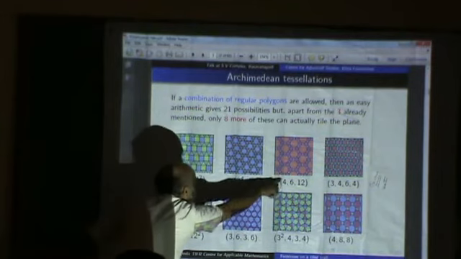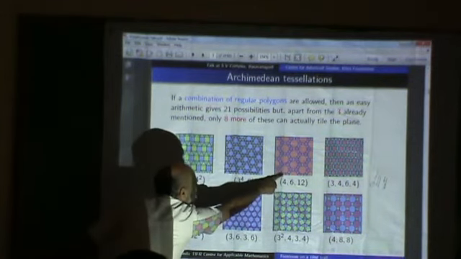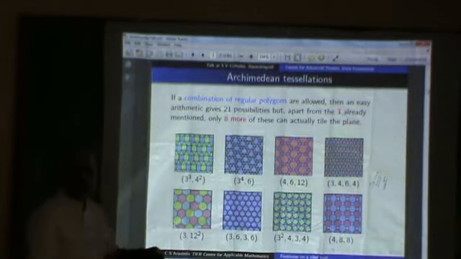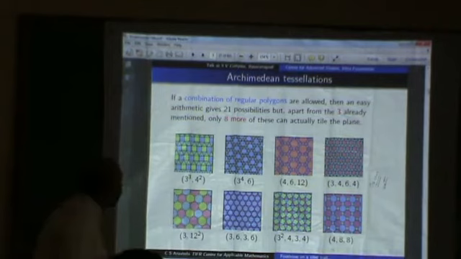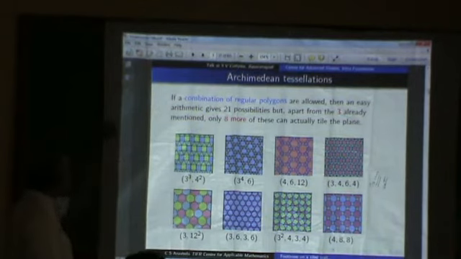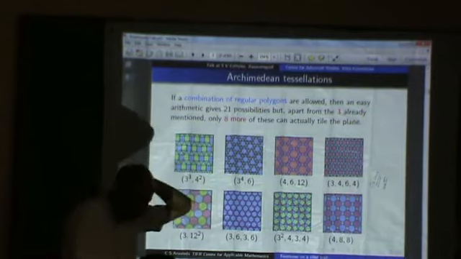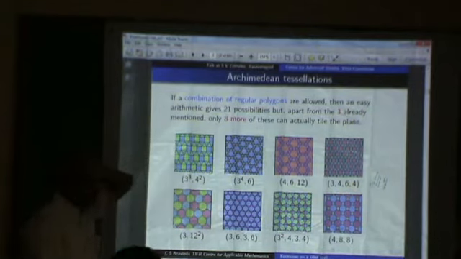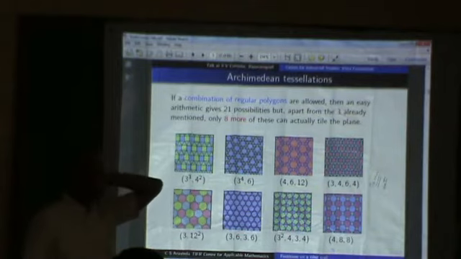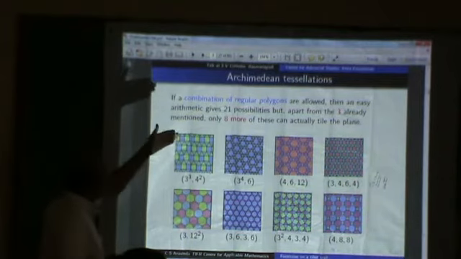Or here, at each point it's a square, then a hexagon, and then a 12-gon. So I have said that when you want to look for combinations of regular polygons, just as you worked out with only one polygon, just 3 possibilities, the criterion is very simple. Around a corner point, the sum of the angles has to be 2 pi. So you get some 21 possibilities.